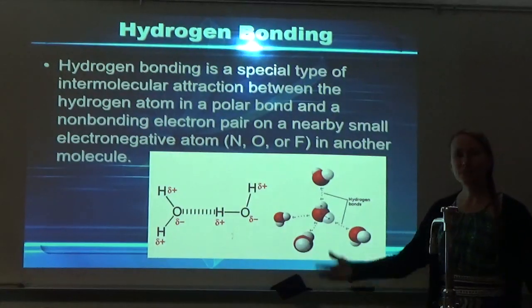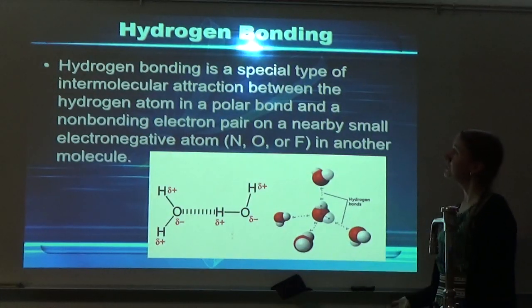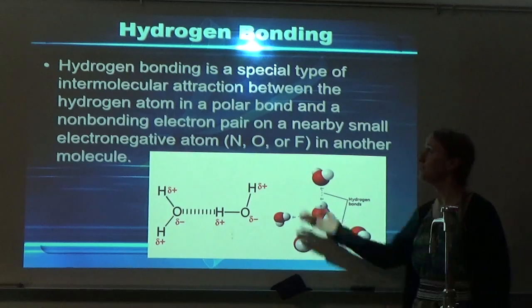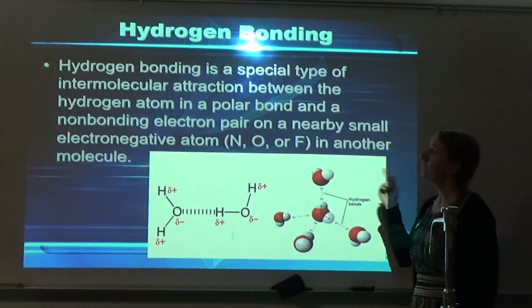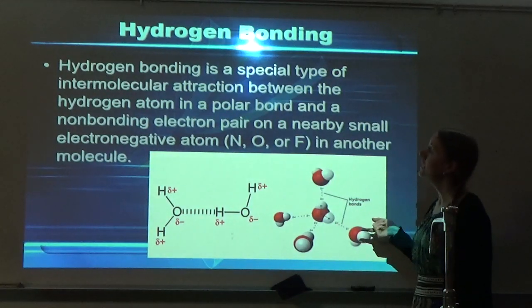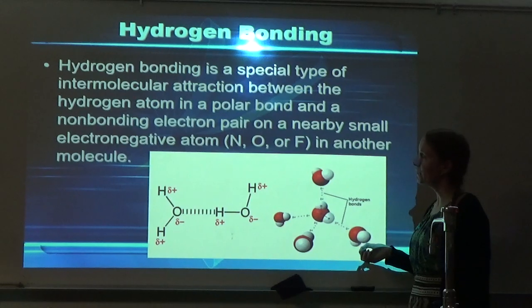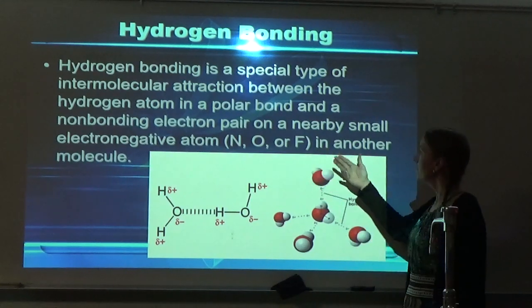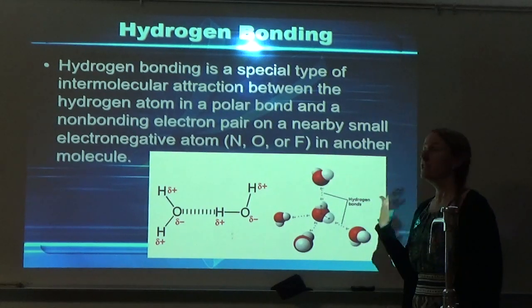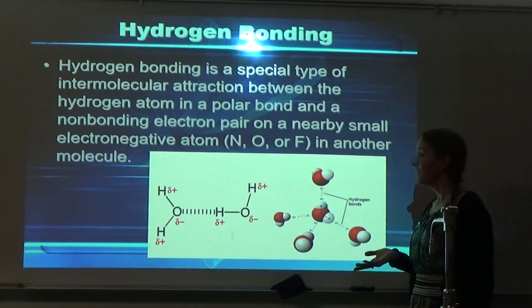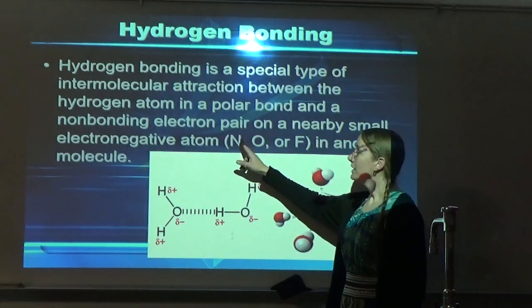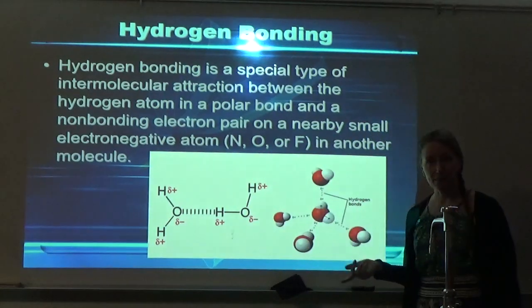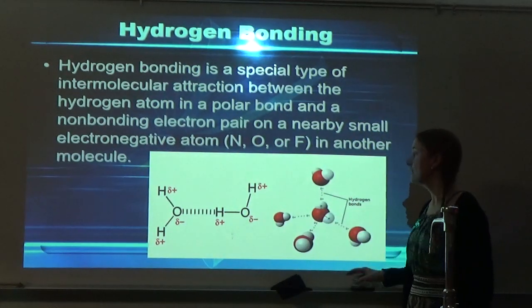All right, so next one is hydrogen bonding. Hydrogen bonding is a special type of intermolecular attraction. So notice it is an attraction. It's not an actual bond. Between the hydrogen atom in a polar bond and a non-bonding electron pair on a nearby small electronegative element or atom, N, O, or F, in another molecule. So y'all, for hydrogen bonding, you have to have hydrogen attracted to either the electron pair on an N, O, or F atom of another molecule. That's how hydrogen bonding works.